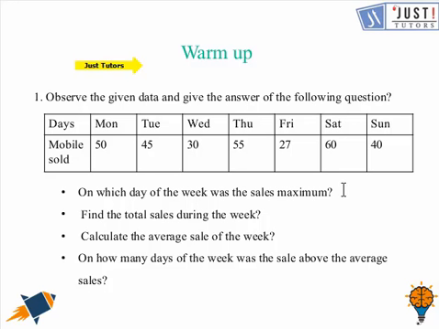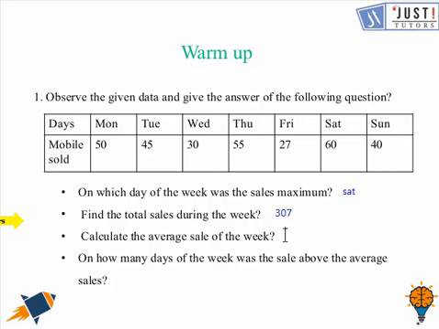Question number 1. Observe the given data and give the answers of the following questions. On which day of the week was the sale maximum? If we look at the data, the table there, we can say that the sale was maximum on Saturday. Likewise, for question number 2, find the total sales during the week. For the total sales, we need to add up all the values and the answer would be 307.